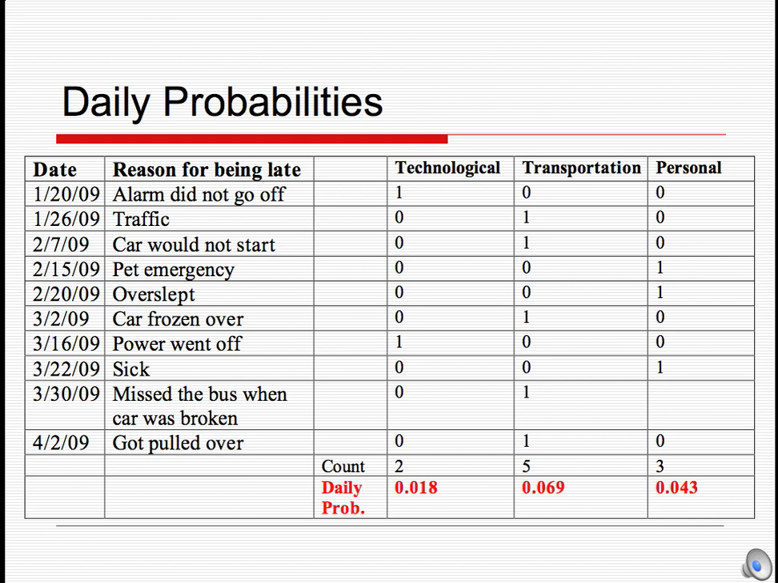So, the daily probability of a subject being late to work due to technological reasons is 0.018, which is about 1 or 2 out of 100. Then, the daily probability of a subject being late to work because of transportation reasons is 0.069, or about 7 out of 100. Finally, the subject being late to work due to personal reasons is 0.043, or about 4 out of 100.